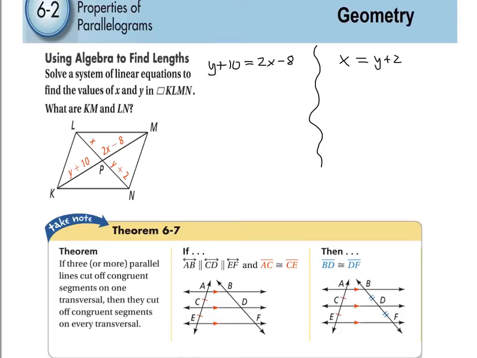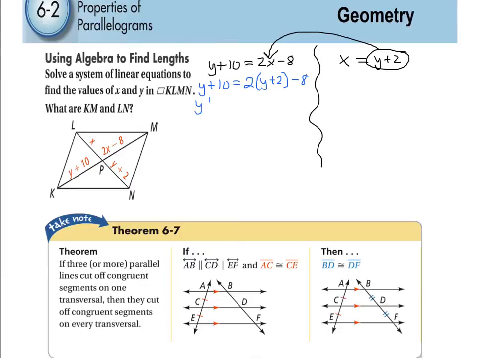In this case, we're going to use the substitution method. It says here that x is equal to y plus 2, so I'm going to replace the x with y plus 2 because that's what it's equal to. This is the substitution method. Now I end up with y plus 10 equals 2 times y plus 2, minus 8. So now I only have one variable and I can solve.